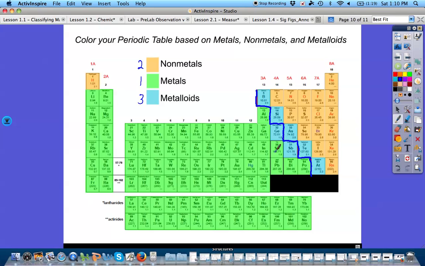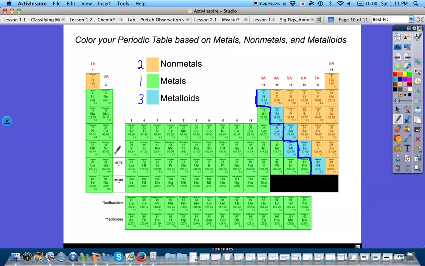So it might be easiest to color in the metalloids first. And then everything above the metalloids is nonmetals plus hydrogen. Everything below the metalloids are metals. So you can go ahead and color that, pause the video, color it.